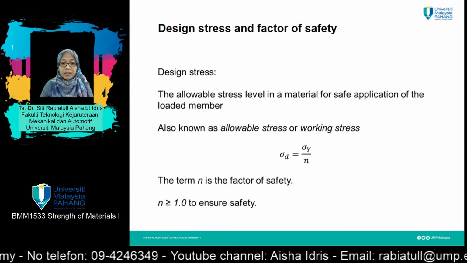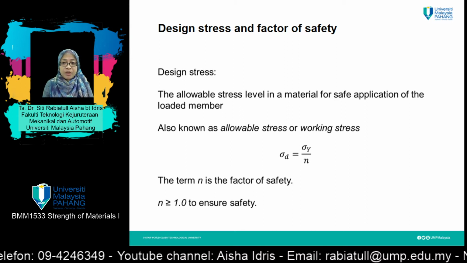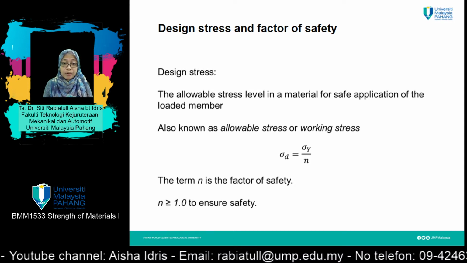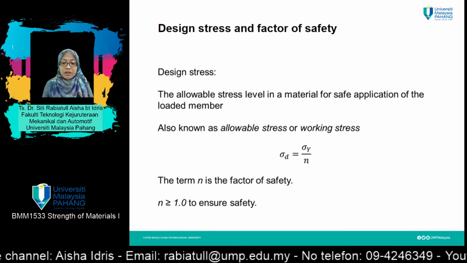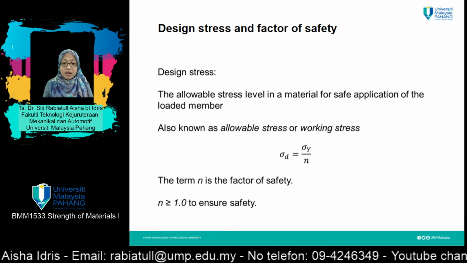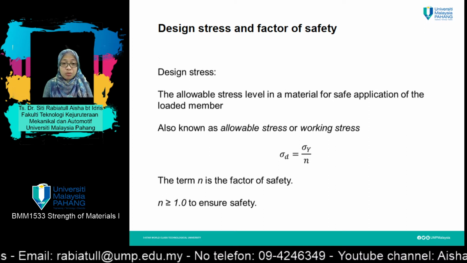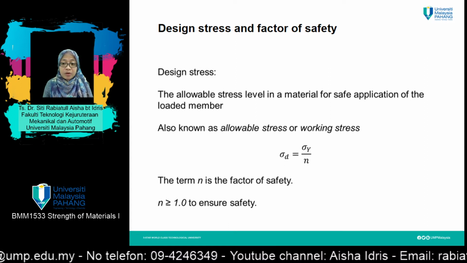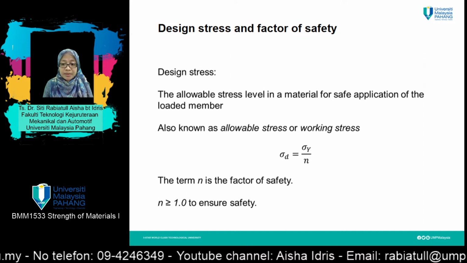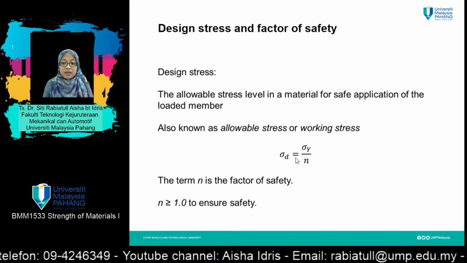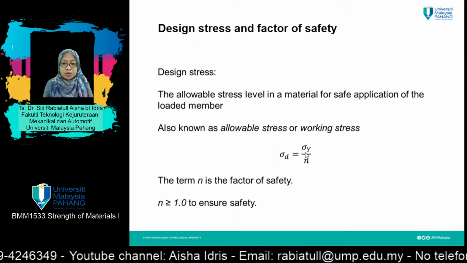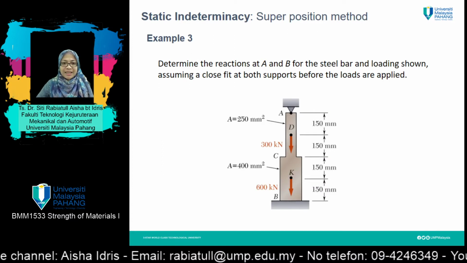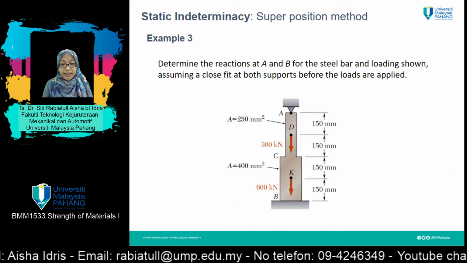If you still remember, in our previous lecture, there's a factor of safety that we need to consider in our design, and the value of n needs to be equal to or more than 1 to ensure safety. The formula for factor of safety due to stress design is sigma d divided by sigma yield equals sigma yield divided by the value of factor of safety. Now let us continue with our example.